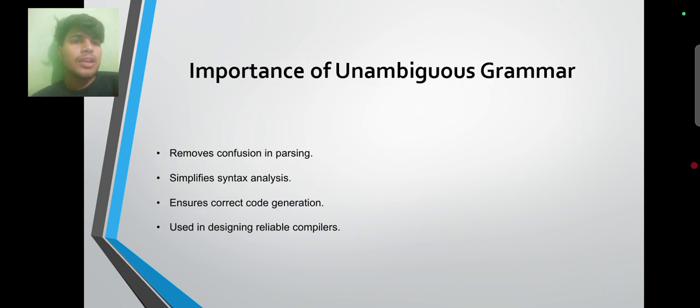Importance of unambiguous grammar. It removes confusion in parsing, simplifies syntax analysis, and ensures correct code generation. It is used in designing reliable compilers.